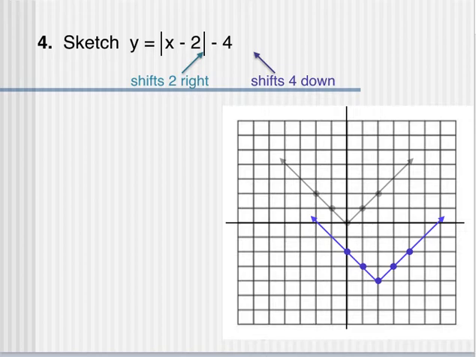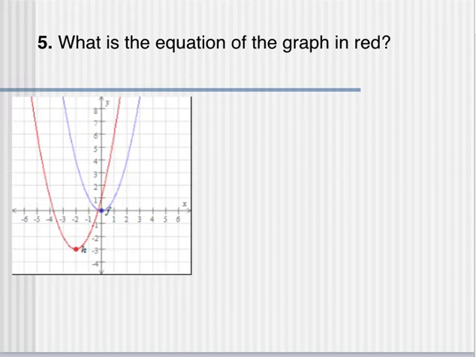Now, sometimes you'll be asked to work backwards. Sometimes they'll give you a graph, and your job is to figure out what the equation of the new graph is. So here we have the graph of the parent function y equals x squared, a parabola in blue, and then here's the new version in red. We need to figure out how much the parent function was shifted to get the new one in red so that we can have the formula.